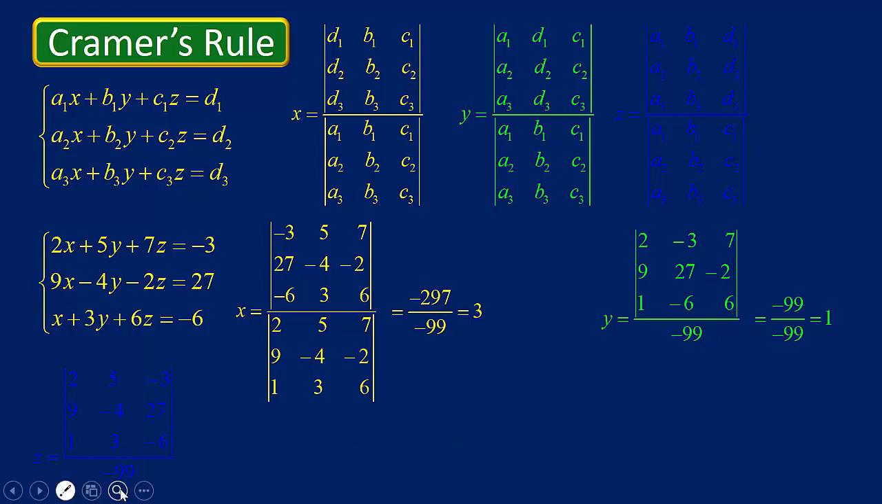Now let's look at the z's. I just kept the negative 99 down here. The x column is 291, y is 5, negative 4, 3, but the z column, where the coefficients of the z's are, is gone, and I put negative 3, 27, negative 6. Let's see what that is. 198 over negative 99, which is negative 2. So there you have it. We've solved this system of equations and found the answer to be 3, 1, negative 2. That's the ordered triple.